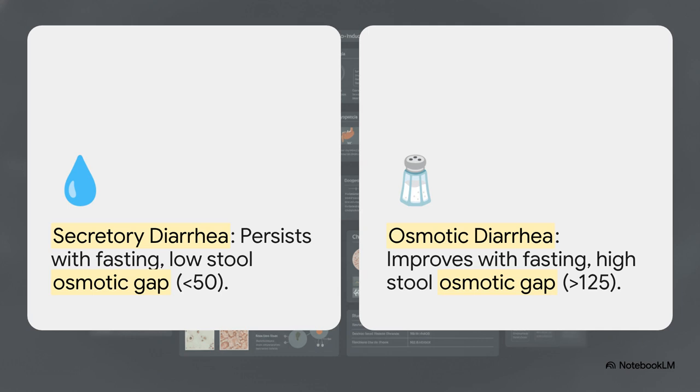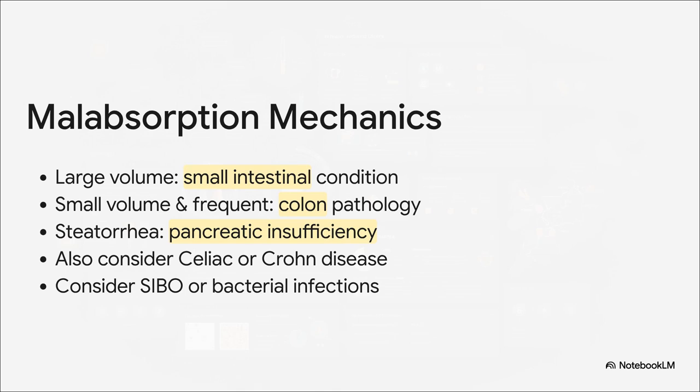Regardless of the gap, always screen for red flags indicating organic disease. Those include age over 50, nocturnal symptoms, fever, weight loss, rectal bleeding, abnormal labs, elevated inflammatory markers, and a family history of colon cancer or inflammatory bowel disease. When you're dealing with malabsorption, use stool volume to help localize the lesion. Large volume diarrhea points to small bowel disease, while frequent small volume diarrhea suggests colonic pathology. Furthermore, if you see steatorrhea, those bulky, foul-smelling, floating, greasy stools, that firmly points to fat malabsorption.